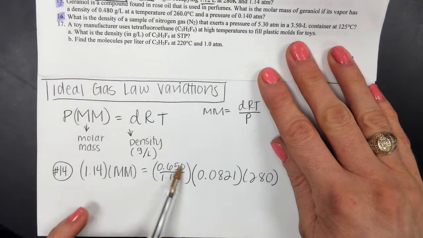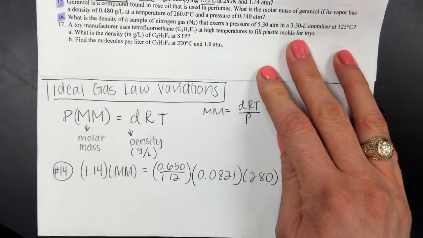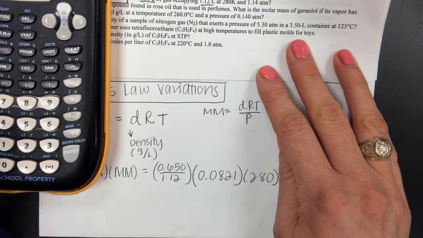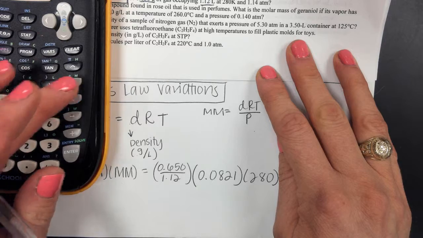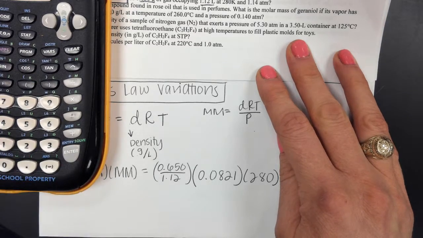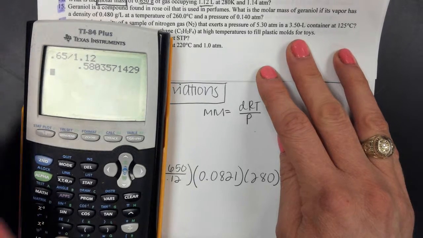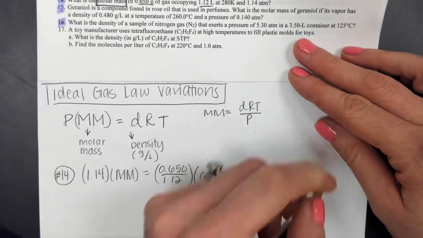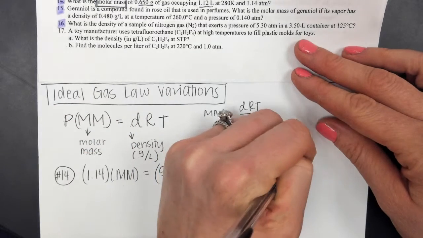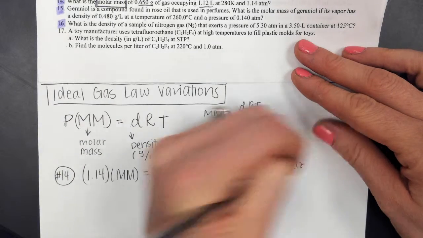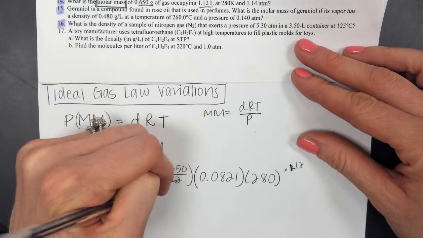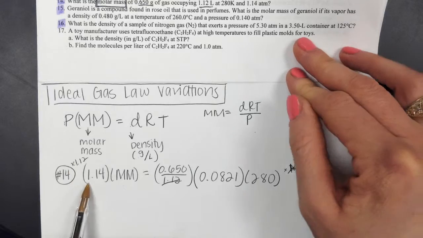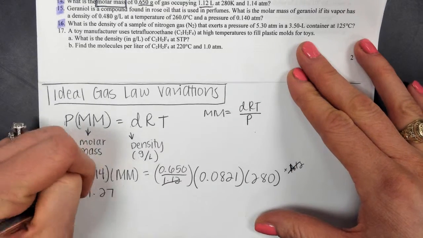If you were to solve density first, 0.65 divided by 1.12 gives you a density of 0.580. So that's what you would plug in there. Or you can get 1.12 out of the denominator, and we do that by multiplying both sides, right? And that cancels that out. Then you multiply 1.12 times 1.14. That gives us 1.27.